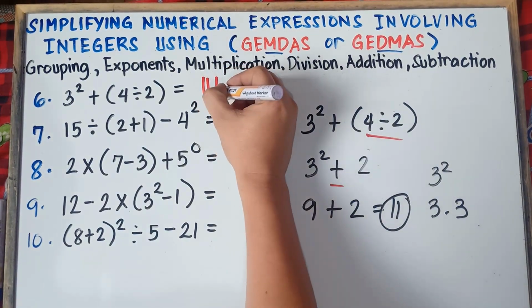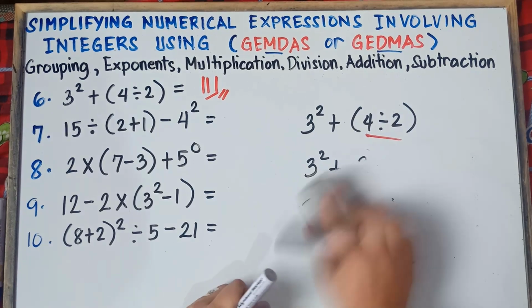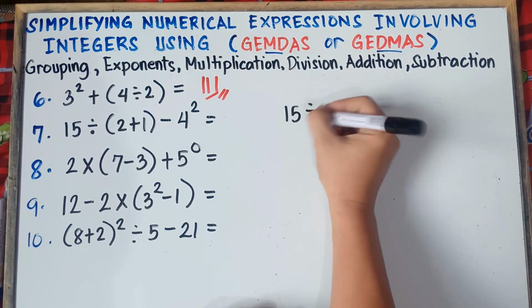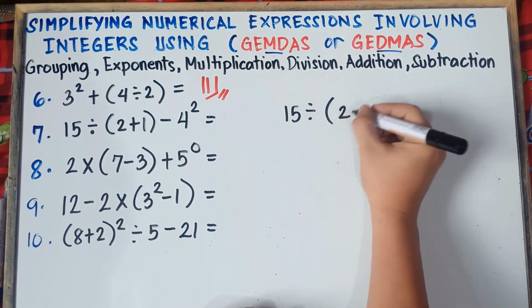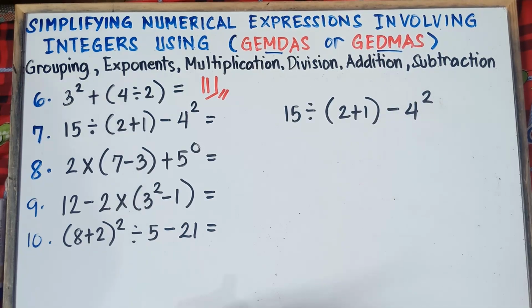Alright, so this is 11. Let's have example number 7. So let me copy number 7: 15 divided by, open parentheses, 2 plus 1, close parentheses, minus 4 squared.